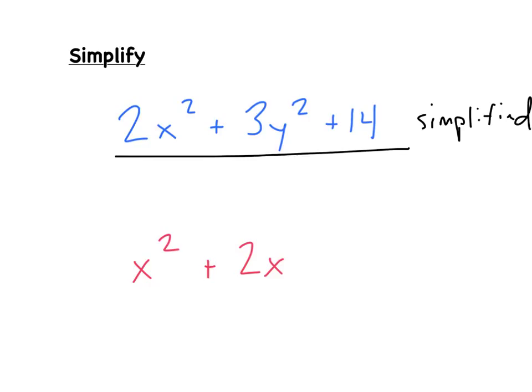Alright, let's look at our second one. We have x squared and 2x. You may think that since we have an x here and an x here, we can always combine them. But this is so important. This is x squared, and this is just x. If it's x squared and x, we cannot combine these. So this is also simplified.